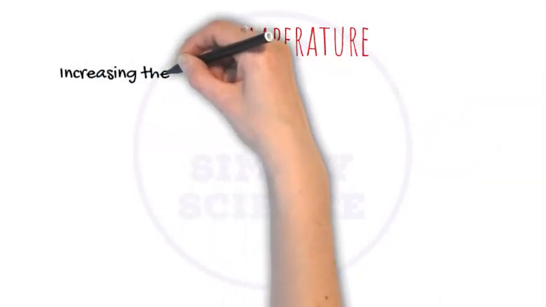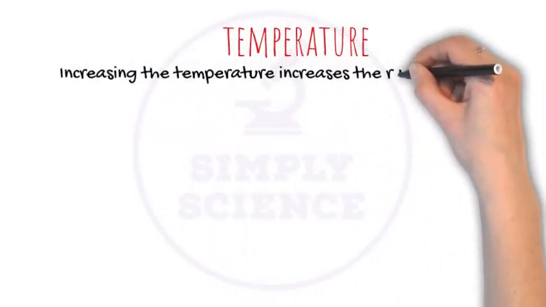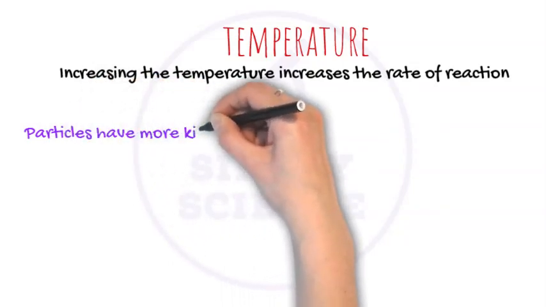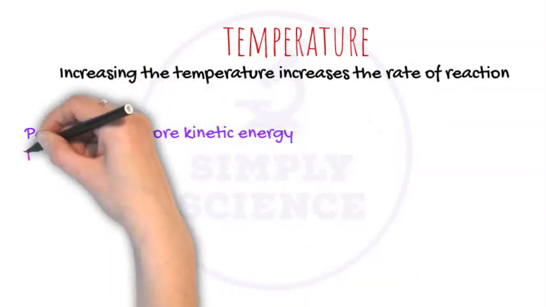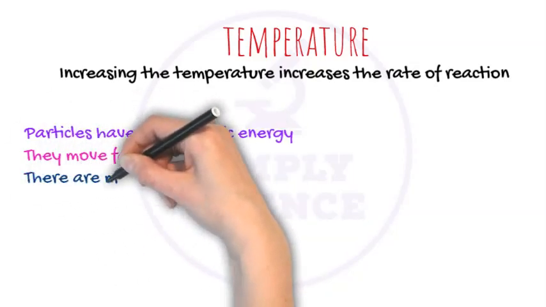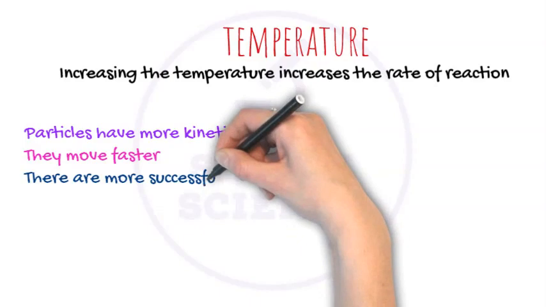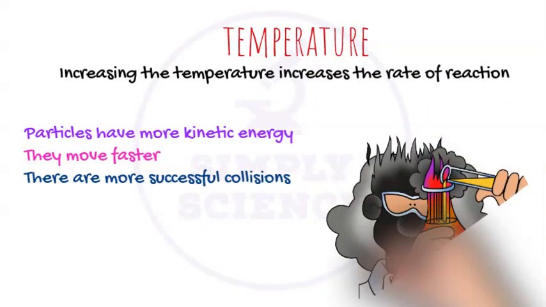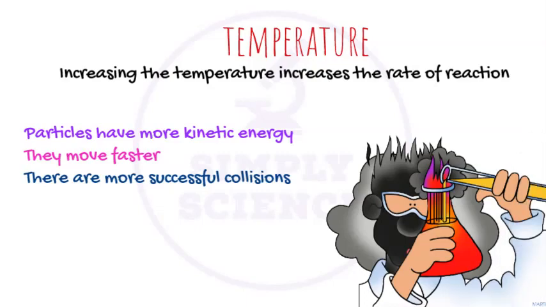When the temperature of the reactants is increased, the rate of reaction is increased. This is because the particles all have more kinetic energy, which results in them moving faster. When they move faster, they collide more. Because they have more energy, more of them have the minimum activation energy, so more of the collisions are successful.